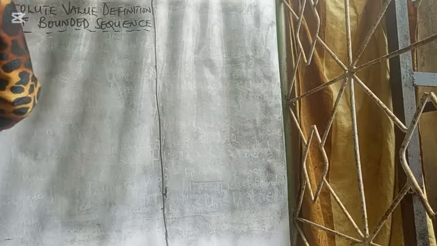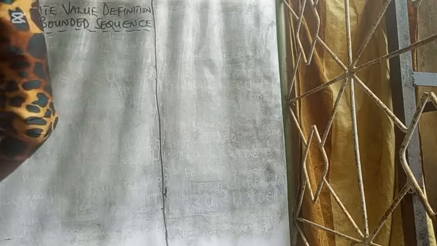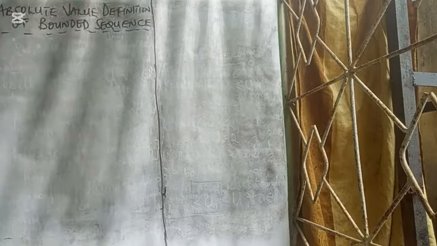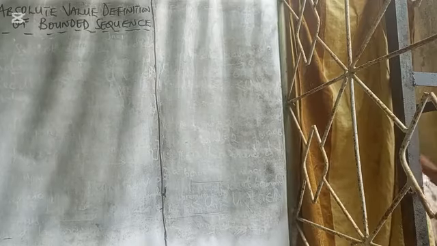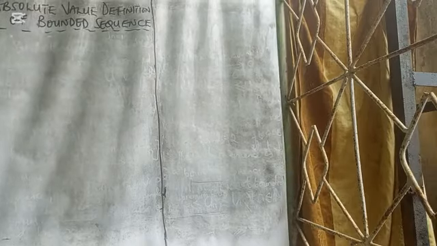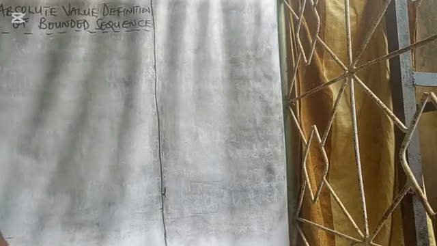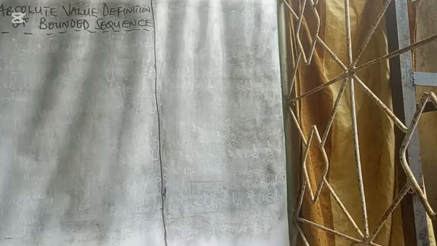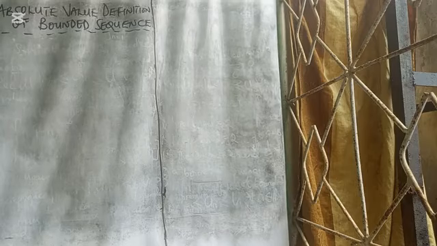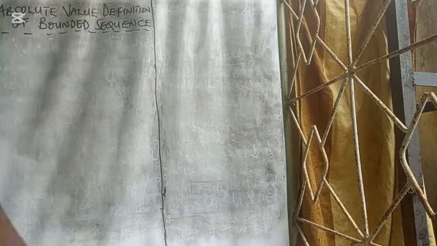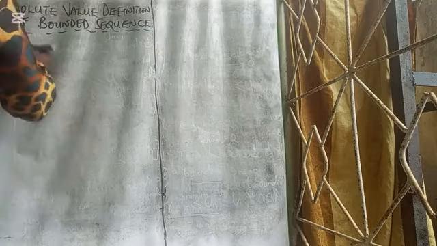In the last video, we defined the bounded sequence in terms of the lower bound and the upper bound. For today, we want to look at the absolute value definition of a bounded sequence, and then we'll try to prove it. What does the definition say?